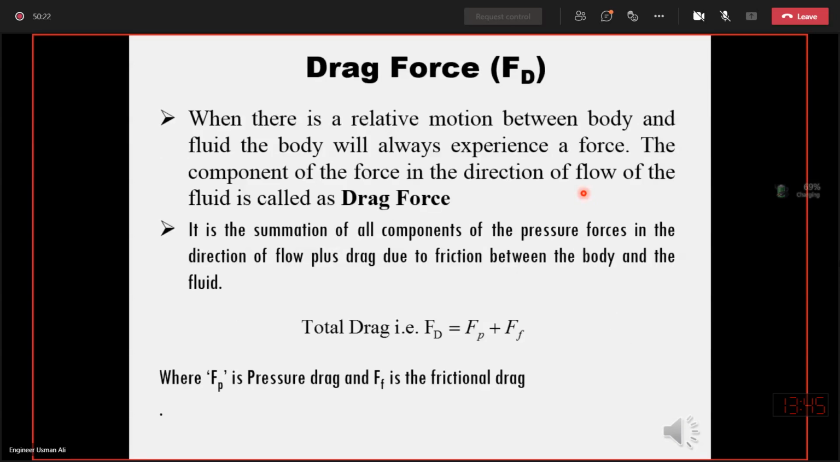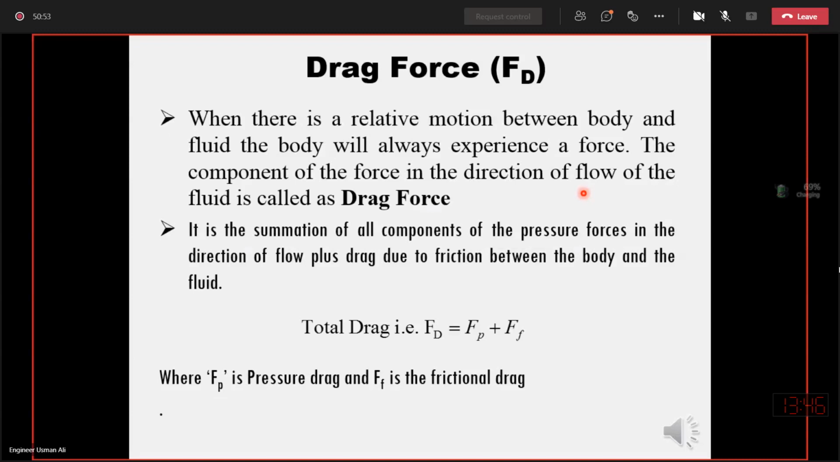Drag force, on the other hand, is the force in the direction of the flow of the fluid whenever we have relative motion between the body and the fluid. So it will tend to drag the body along the line of action of the force. And how is it obtained? By finding the summation of all the components of the pressure forces in the direction of flow plus the drag due to friction between the body and the fluid. So drag force is the sum of two forces, pressure and friction force.